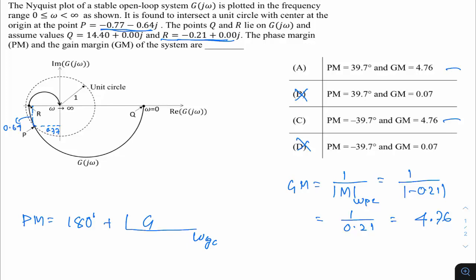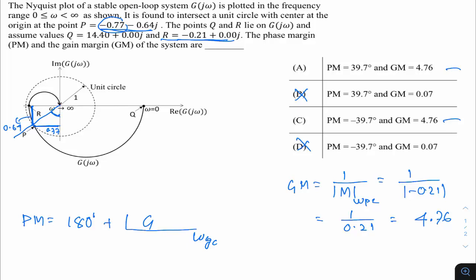Because in the rectangular coordinate, the real axis is given, the point is minus 0.7. That means this length is basically 0.77 and this length is basically 0.64. Okay, now what is the meaning of this? Then it is very easy to compute this angle. Which angle are we expecting? We are expecting this particular angle.